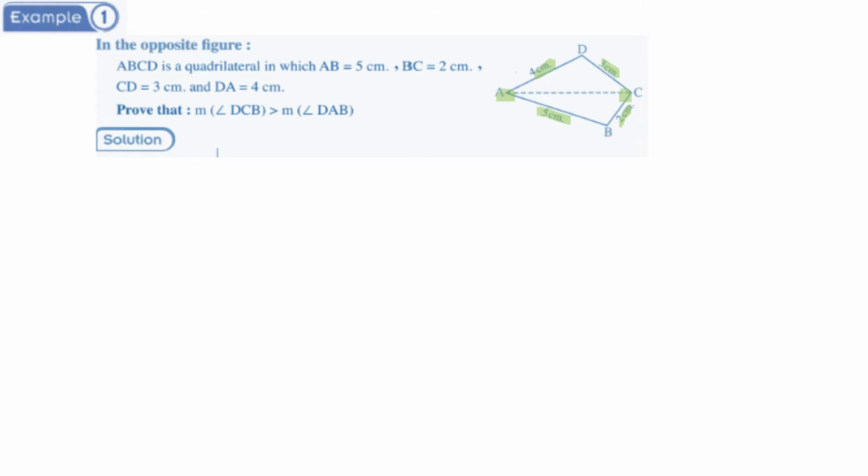Now, we are talking about triangles, so we'll divide the quadrilateral into two triangles. So we'll do a construction. We will draw a line to join the two vertices A and C, and we'll draw a side AC. Now we have two triangles, ADC and ABC.